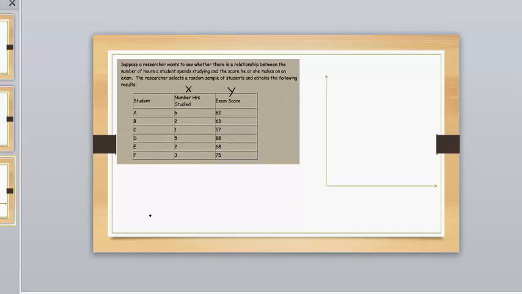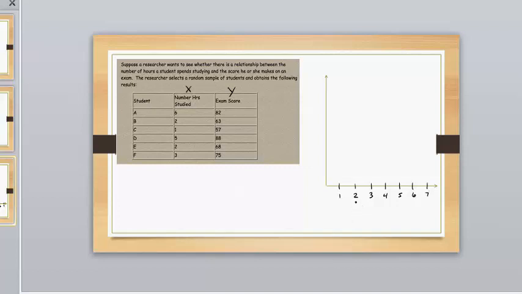Now, for my x's, since my lowest x value is 1 and my largest x value is 6, it's going to make sense to simply count by ones across the x-axis on our graph. So I'm going to space out my tick marks. And it's customary to go a little bit beyond your highest value, so I'm going to go to 7.